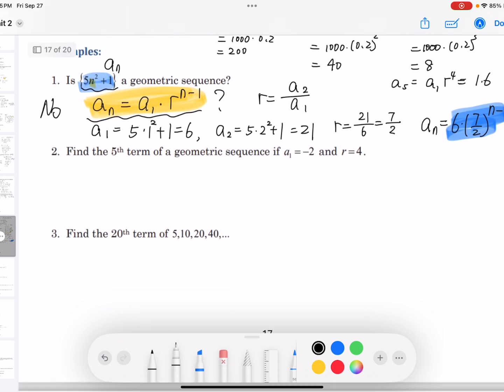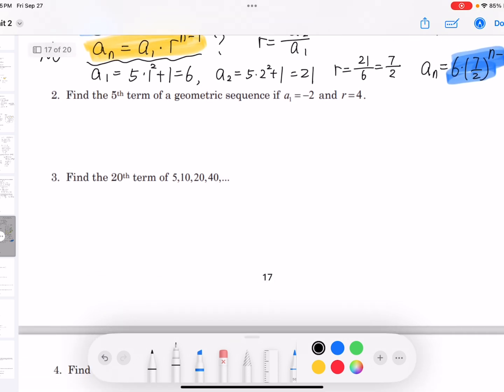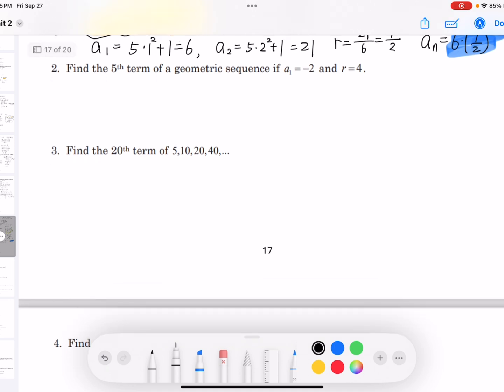Okay, let's see the next example. Find the fifth term of the geometric sequence. So the fifth term, a sub 5, is equal to a sub 1 times r to the 5 minus 1, which is 4. We can just make it simple. It is negative 2 times 4 to the 4th power. Negative 2 times 4 to the 4th power is negative 512.